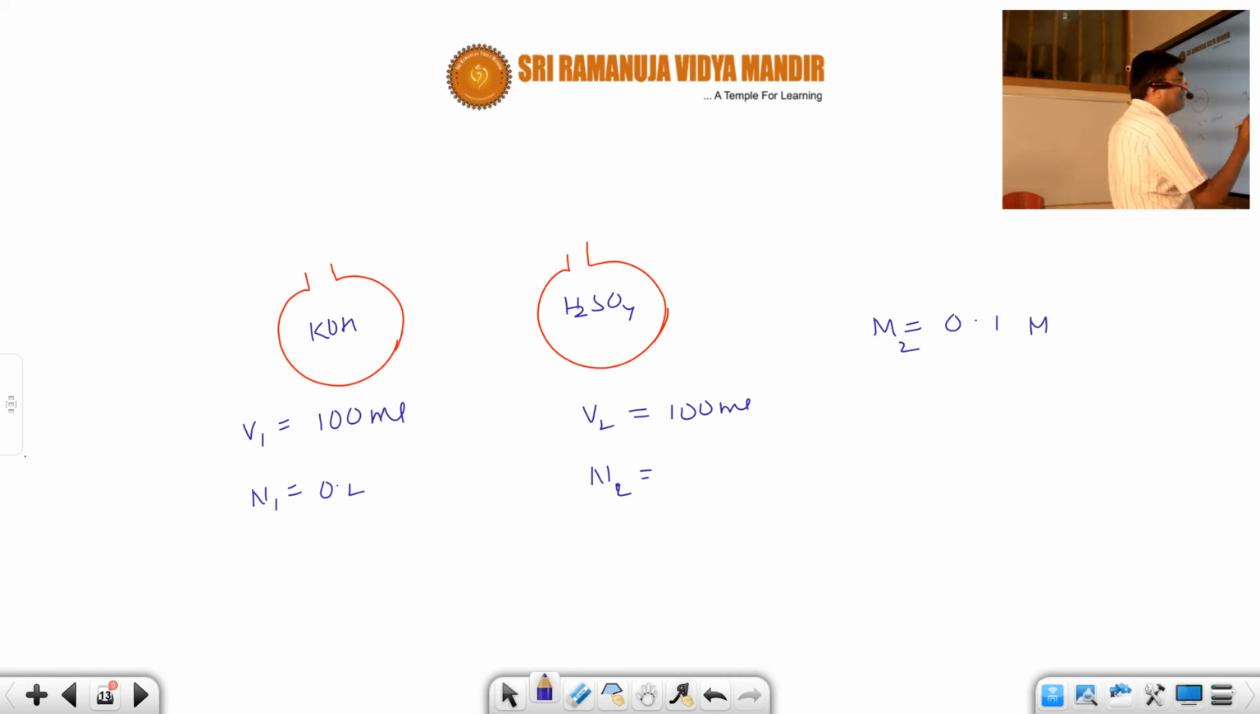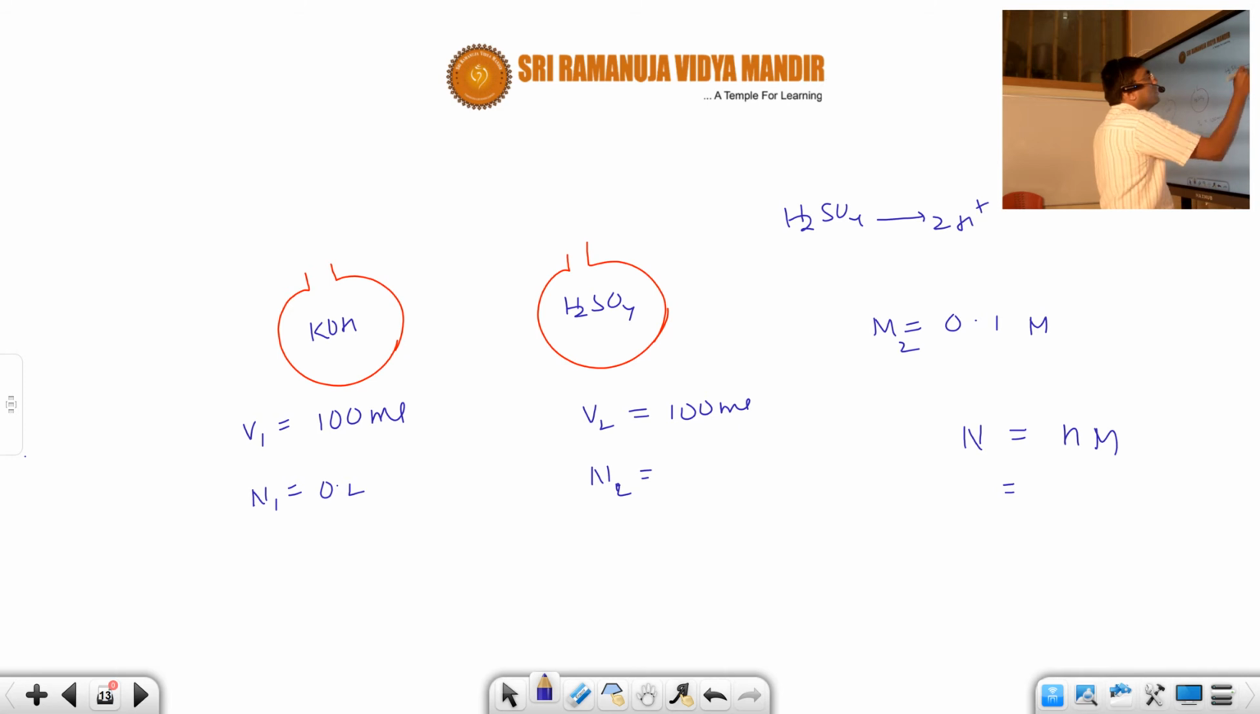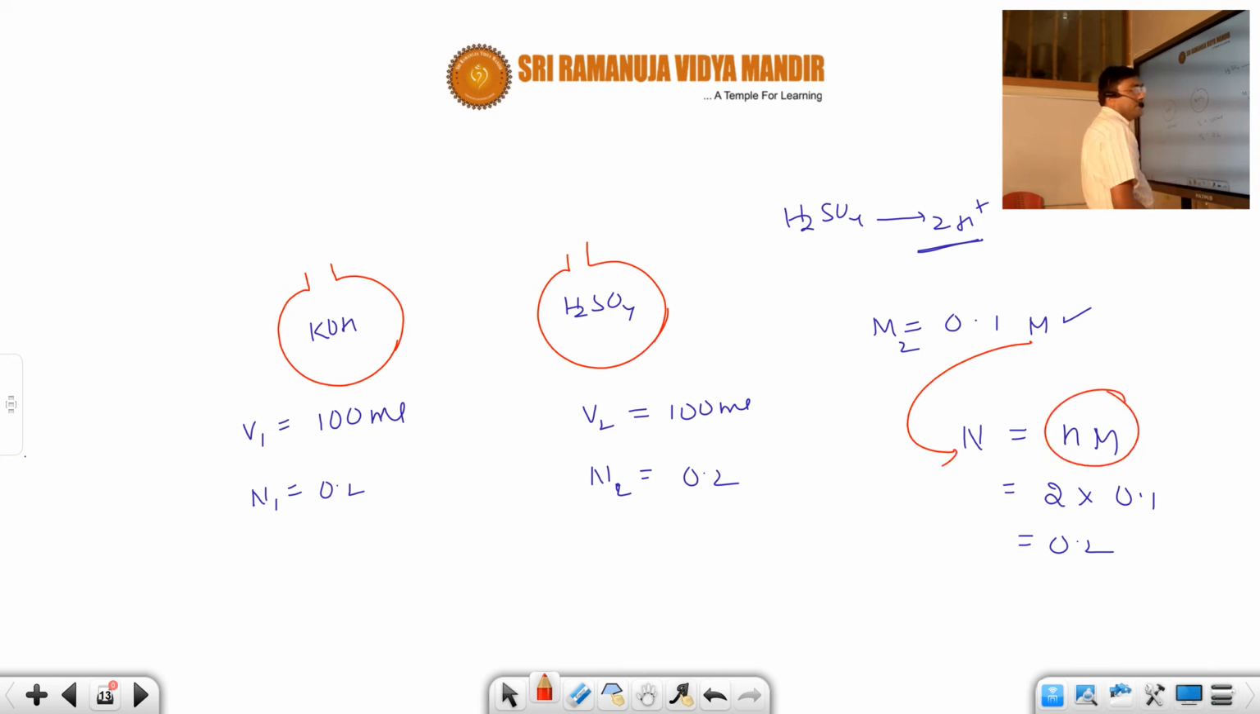There is a relationship between normality and molarity. What is it? N is equal to n times M. What is n here? H2SO4 gives 2 H plus ions, so the basicity, the valency factor, is 2. So 2 into 0.1 is equal to 0.2. So the normality is 0.2. Because molarity is given, you have to convert the molarity into normality. I have given the derivation in the earlier class, please check it out: normality is equal to valency factor into molarity.